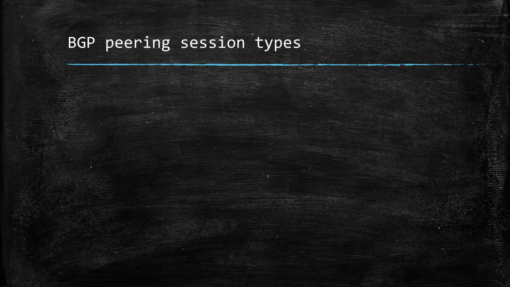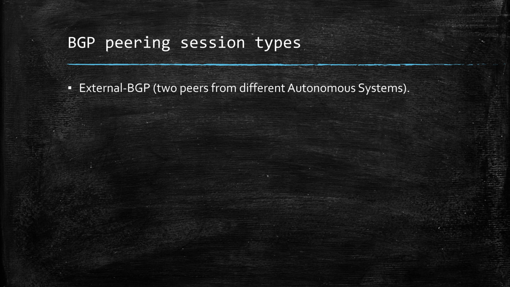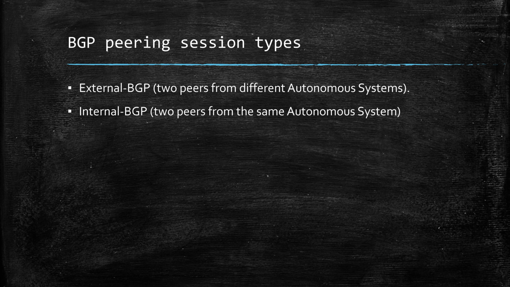One important thing to know about BGP is that there are two types of sessions, and what dictates what type of session to use is the autonomous system number of the peers. When we have two peers from different autonomous systems, it is an external BGP session, referred to as eBGP. And when the peers are from the same autonomous system, it is an internal BGP session, referred to as iBGP. The behavior of BGP changes radically depending on the session type.